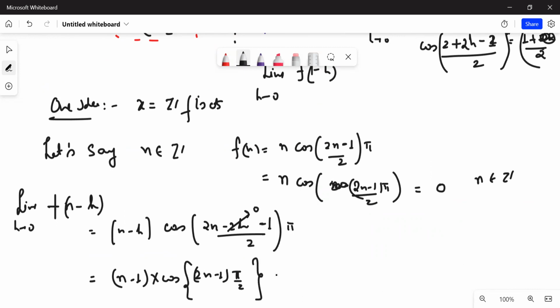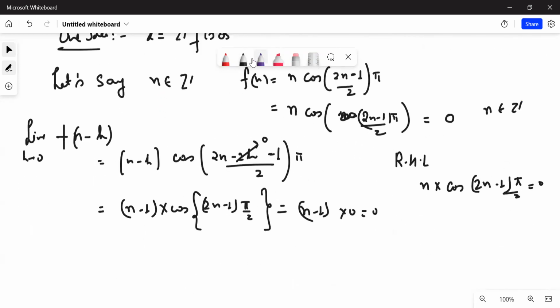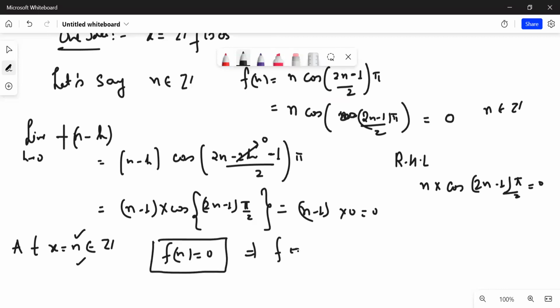This again would be what? 0 only. Cos of 2n minus 1 pi by 2 is 0. So n minus 1 into 0 भी क्या होता है? 0. Similarly, if you want to find right hand limit, it will be simply n into cos of 2n minus 1 pi by 2. Again what? 0. So whether you take left hand limit at x equal to n, whether you take right hand limit, or whether you find the value of function at integer, it will be equal to 0 only. That implies what? F is continuous at z also. It implies what? F is continuous everywhere.